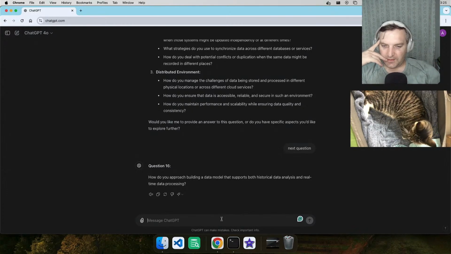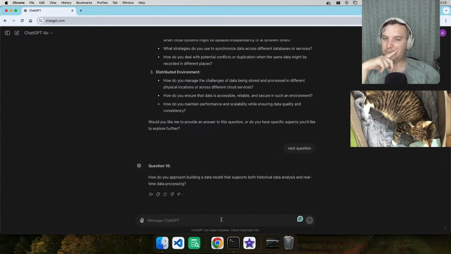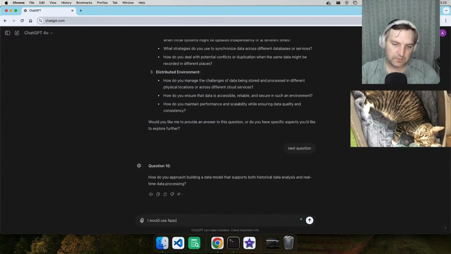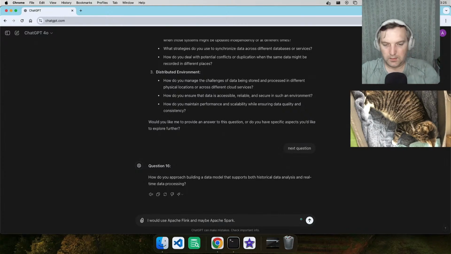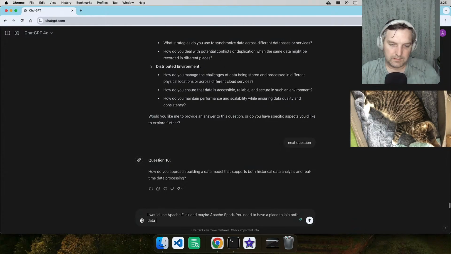How do you approach building a data model that supports both historical data analysis and real-time data processing? I would use Apache Flink and maybe Apache Spark. You need to have a place to join both data sets in one environment.